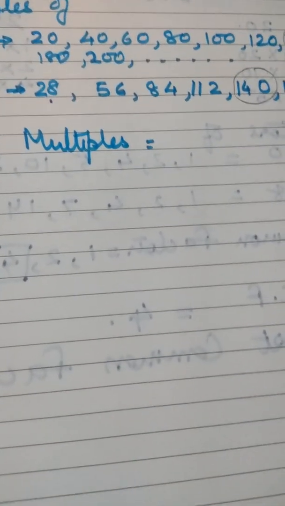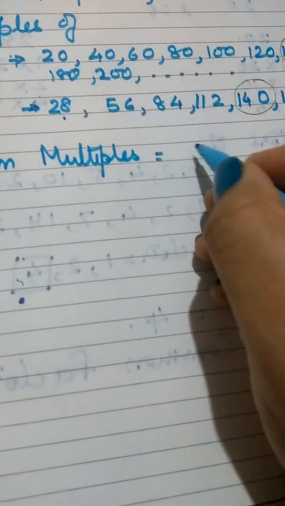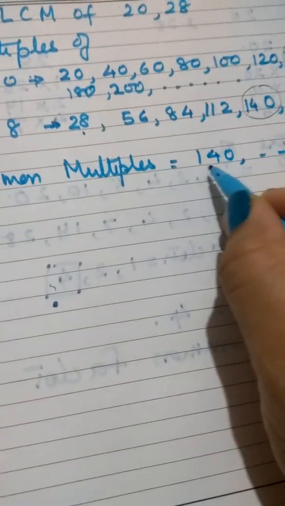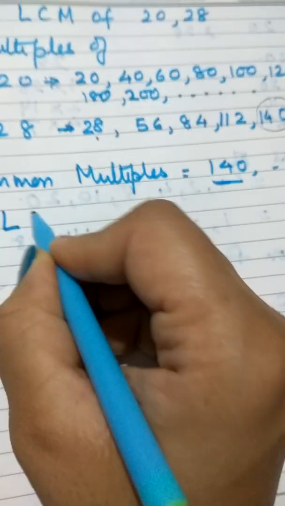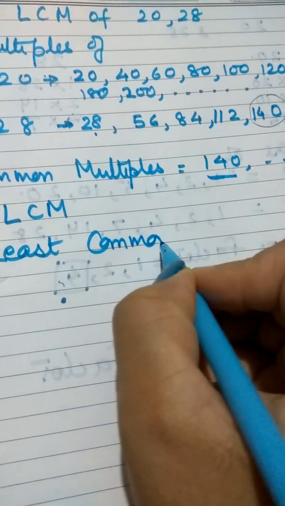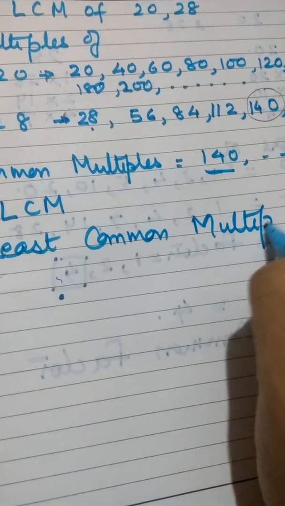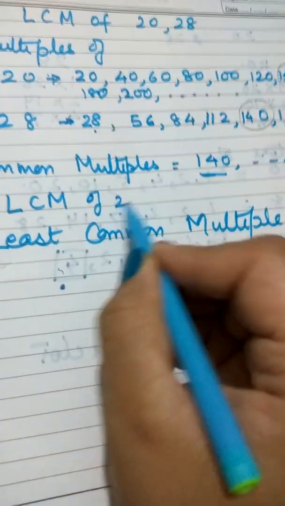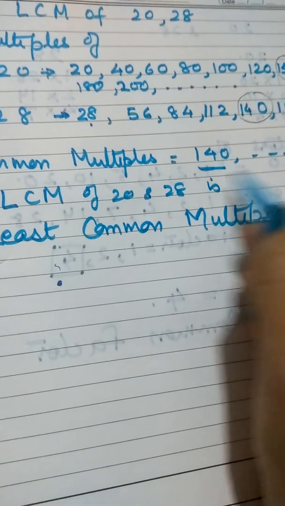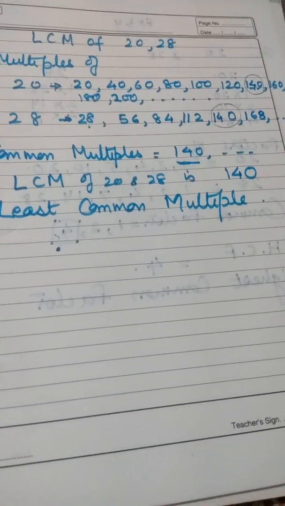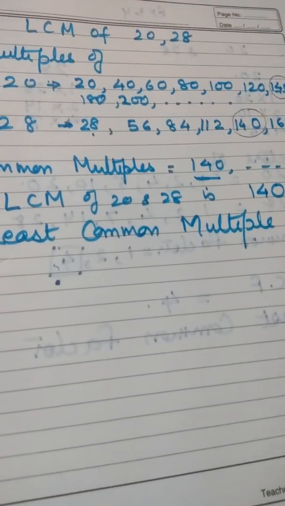Right? So I can club, because multiples of any numbers are infinite, they will go on and on. So 140, and then there will be some higher also, but this is the smallest common multiple. So the meaning of LCM is least common multiple. Thus the LCM of 20 and 28 is 140, but this is the least common multiple. So this is the method of finding the multiples.